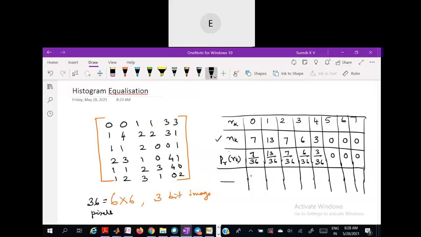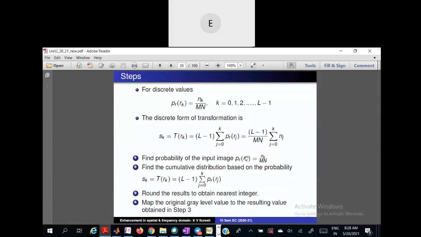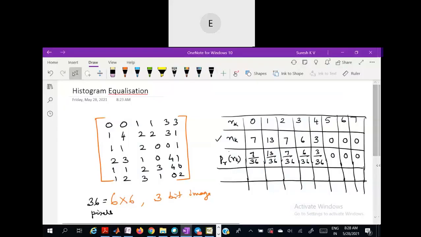Now the next step is, go back. Once I do this, find the cumulative distribution based on the probability. So I'll not use this L minus 1 now. I'll just first do this: the summation of PR of Rj, j is equal to 0 to k. Okay. All of you know how to get the cumulative distribution function.